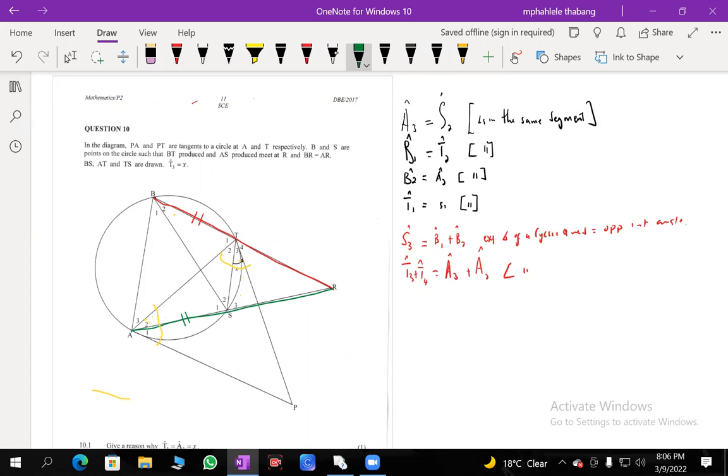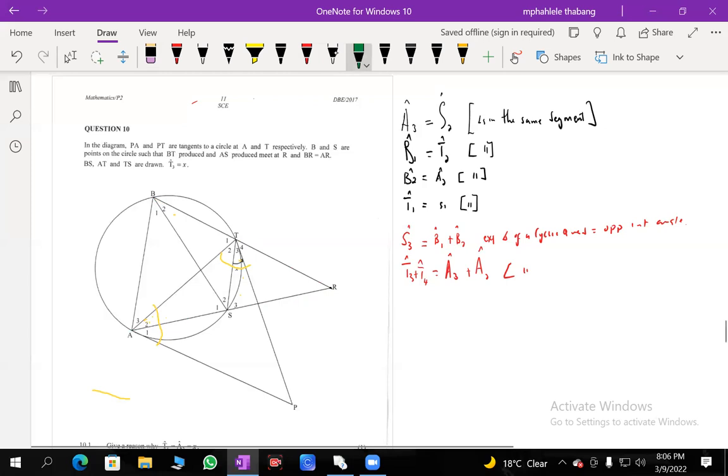Not a cyclic quad. When you say isosceles triangle, I'm happy. So which angles are you talking about? A3 plus A2 and B1 plus B2. Yes, you are right.